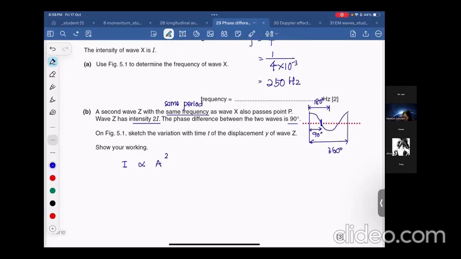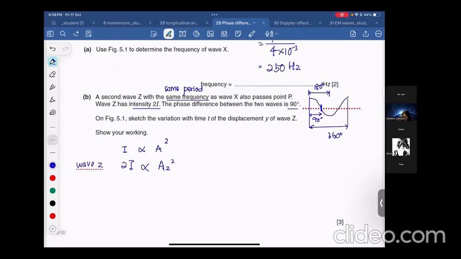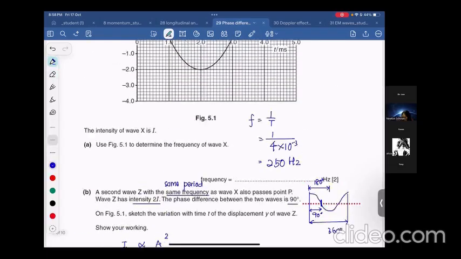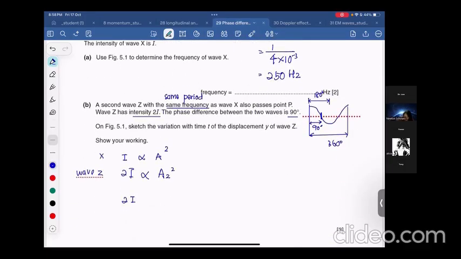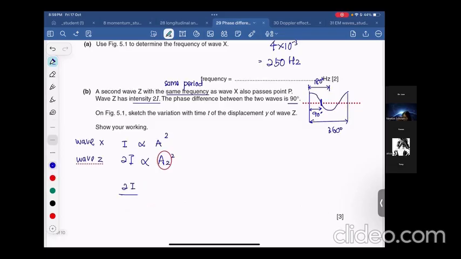So here, wave Z, we got 2I. It's directly proportional to AZ squared. This is the new amplitude. Actually, we are trying to find the new amplitude. So I can make a ratio, 2I, with X. Now we increase the intensity and want to see how the amplitude changes. So basically we want to find what happened to this. So here, 2I over I.